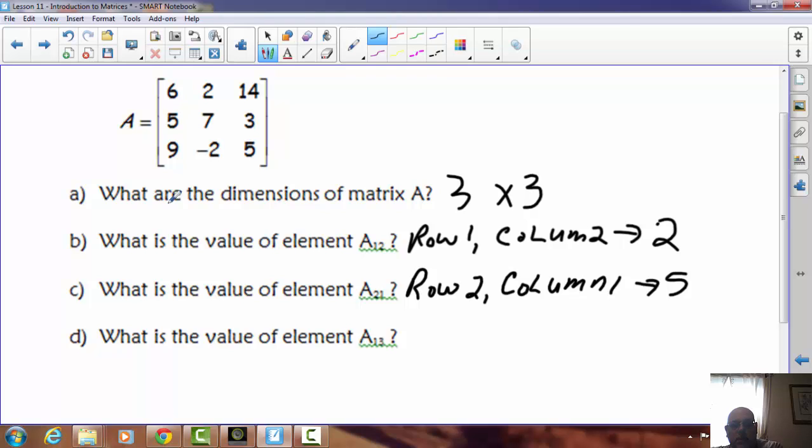So this last one, what is the value of the element at A13? So it's row 1, column 3. Row 1, column 3 is 14.